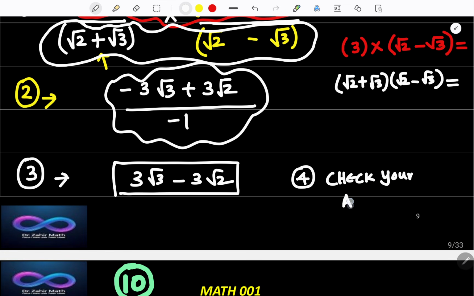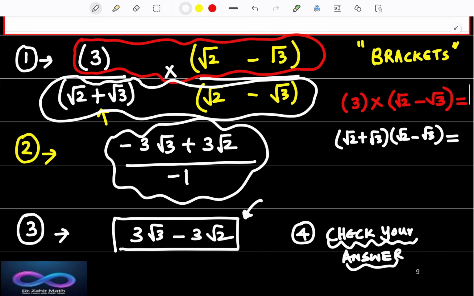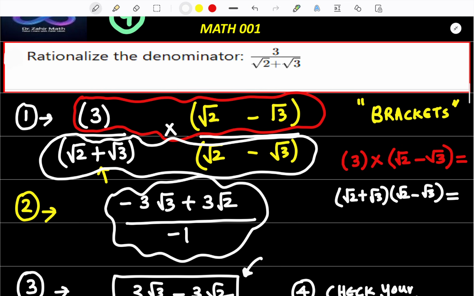Check your answer only. Without steps, nobody will give you marks. Keep in your mind. If you write the answer directly, they will not give you full marks. You have to write all these steps. Keep in your mind. Okay? Right. So this is the one.